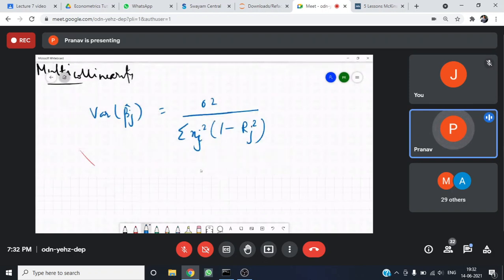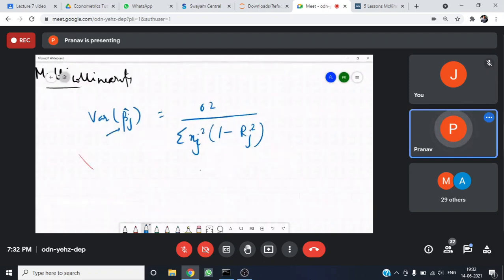So if you're talking about bj hat, you're talking about the coefficient attached to the jth variable in the model. Let us understand this term. Sigma square is, as familiar, the error variance, which is obviously not known to you, and that's why you estimate it using sigma hat. This summation xj square is nothing but summation xji.